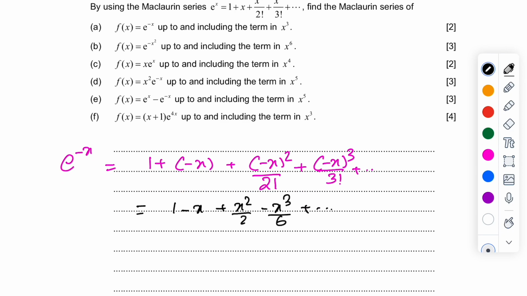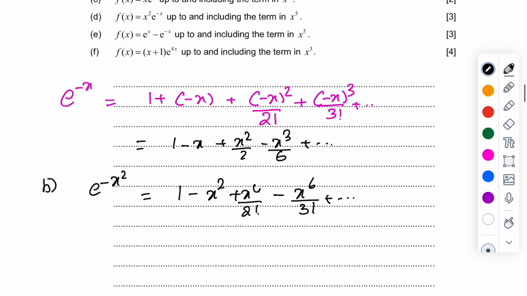Next, second part is part B, e power negative x square. So plug in negative x square over there. So 1 minus x square, (negative x square) whole square will become x power 4 upon 2 factorial. (Negative x square) whole cube will become negative x power 6 upon 3 factorial and so on. So you can write as 1 minus x square plus x power 4 upon 2 minus x power 6 upon 6 and so on.